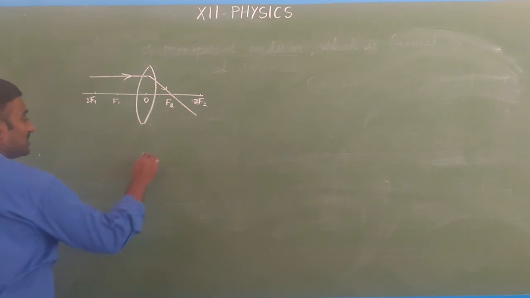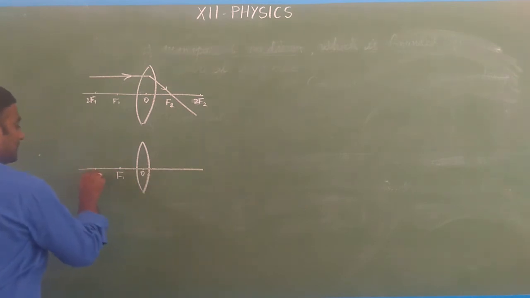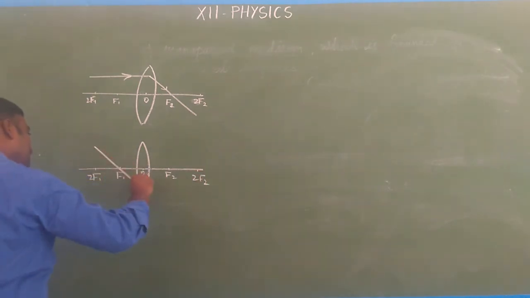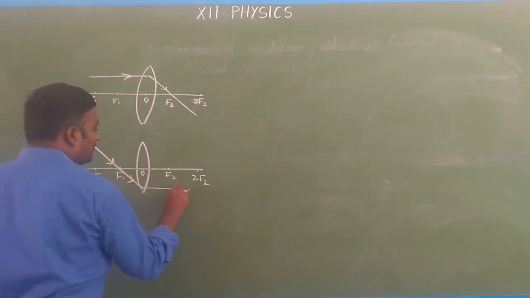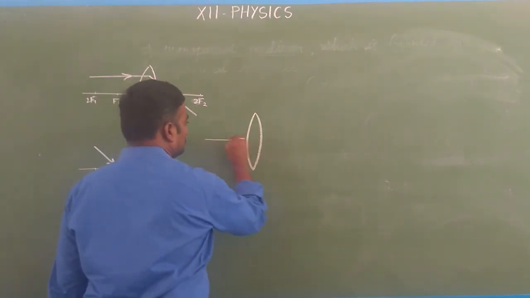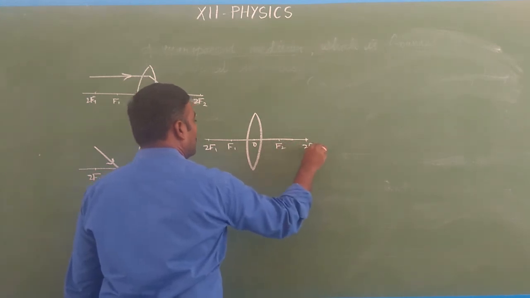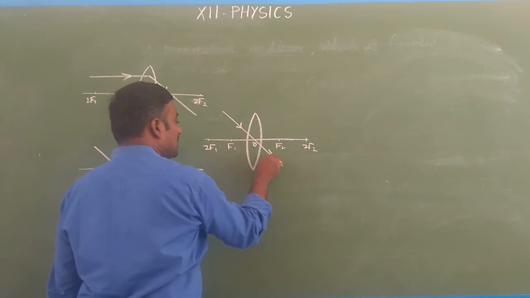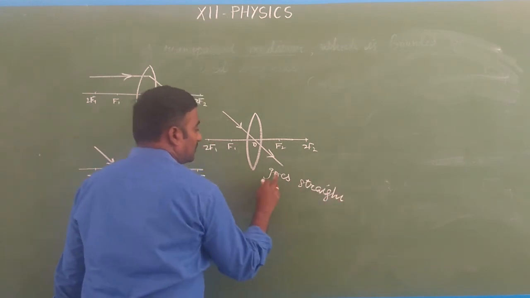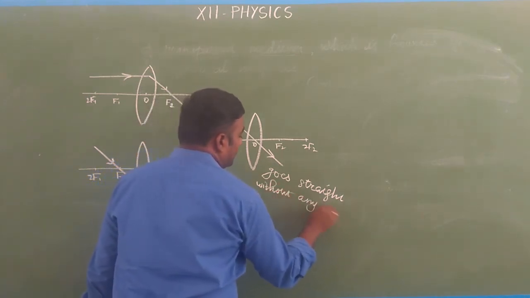Rule number 1. Second rule, for the same convex lens, this is f2 and 2f2. If the light is made to incident through the focus, then it refracts and becomes parallel to the principal axis. And third rule, if light is incident through the optic center, in this case alone, the ray goes straight without any deviation.